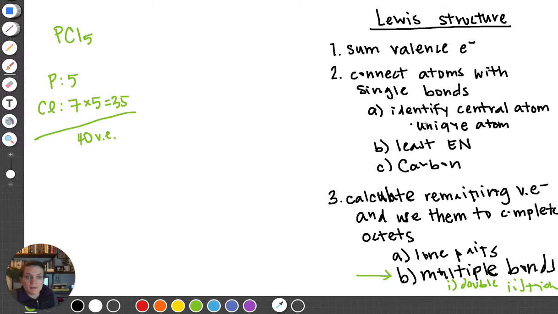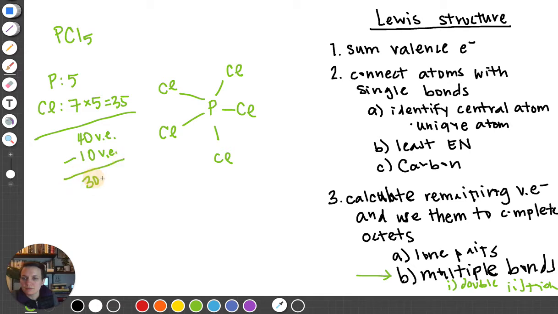Now I need to connect my atoms with single bonds, and my central atom is going to be my phosphorus. So you want to get in the habit of trying to position your atoms like spokes in a wheel, kind of equidistant from each other. It's going to make more sense as we continue on with today's lecture why that's important. Okay, so here I have my phosphorus and I have the chlorines. That's 2, 4, 6, 8, 10. I've used 10. So I have 30 valence electrons left.